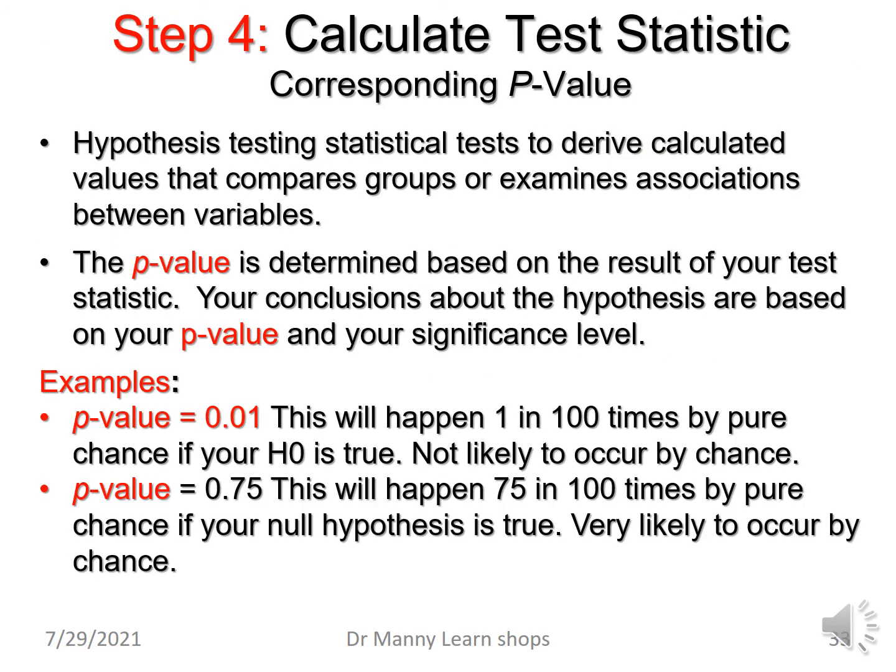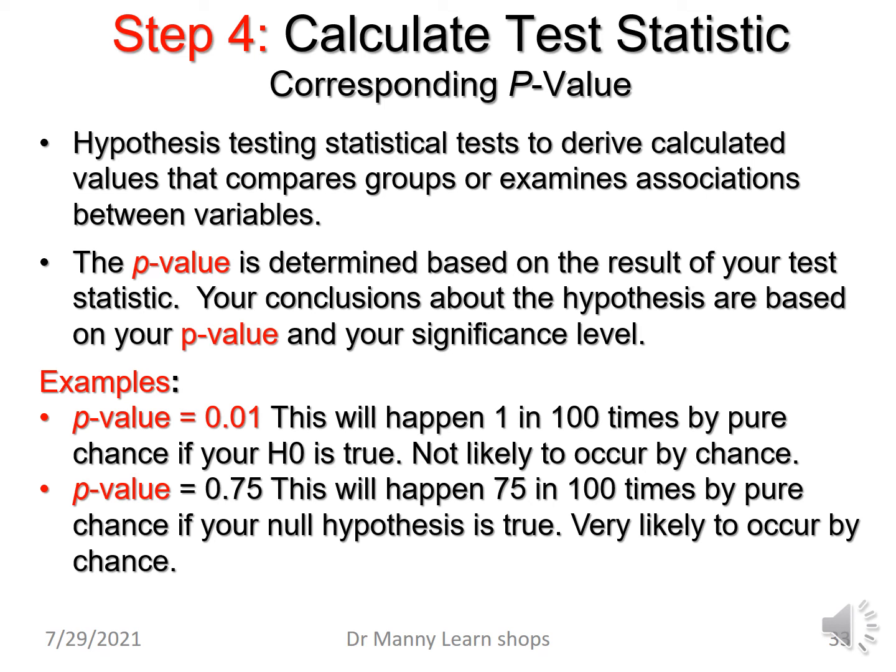Step 4 is to calculate the test statistic, the corresponding p-value in essence. Hypothesis testing uses statistical tests to derive calculated values that compare groups or examine associations between variables. The p-value is determined based on the result of your test statistic. Your conclusions about the hypothesis are based on the p-value and your significance level.